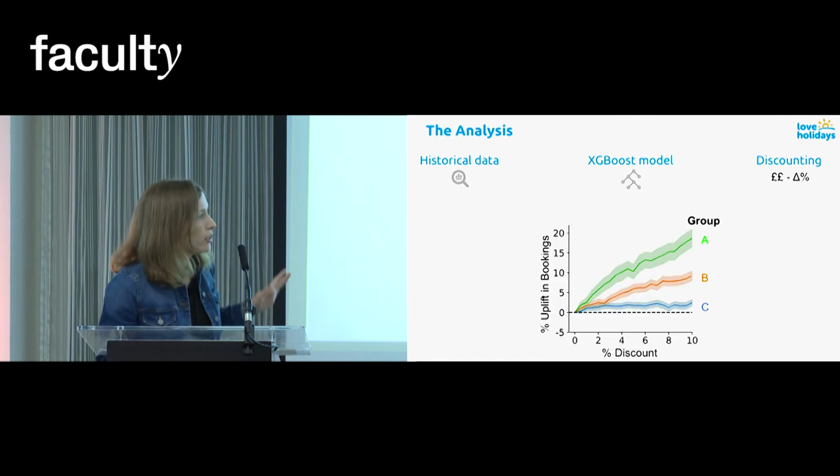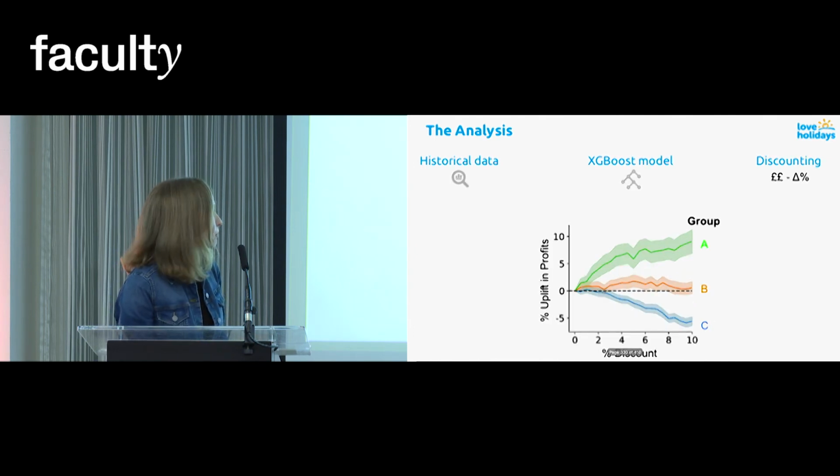So this plot here shows the effects of discounting on the number of bookings for 3 different customer groups. I can't say what these groups are because it's commercially sensitive information. But you can see for the 3 groups, there's an increase in bookings as a function of the discount applied. So you might think that they're all good candidates for applying discounts. However, it's also important to consider the profits made by Love Holidays when these discounts are applied.